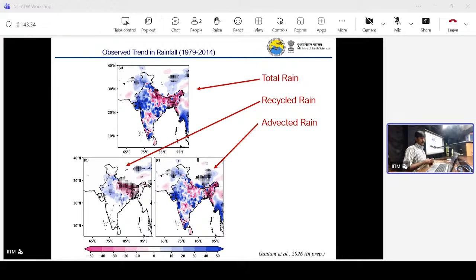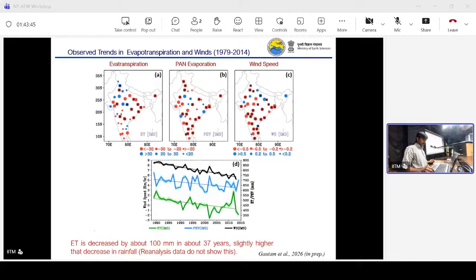U, V, and Q at all levels, and then we estimate the amount of moisture available, in a vertically integrated sense. However, in ERA we don't have much trend. But if we see the observations, this is from IMD station observation. This is evapotranspiration based on lysimeter. This is pan evaporation from IMD, and this is the wind speed. You can see all are decreasing from 1979 onward, and all these crosses are statistically significant, more than 95%.